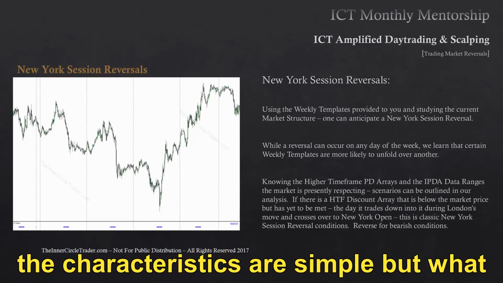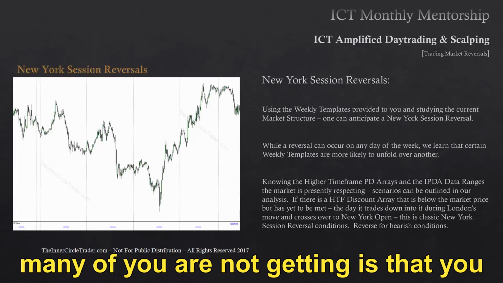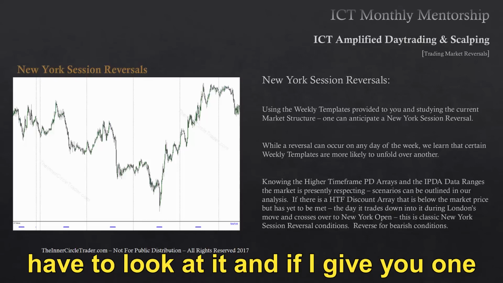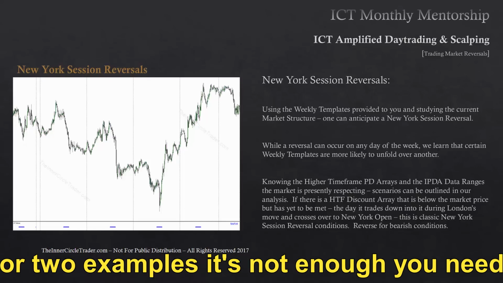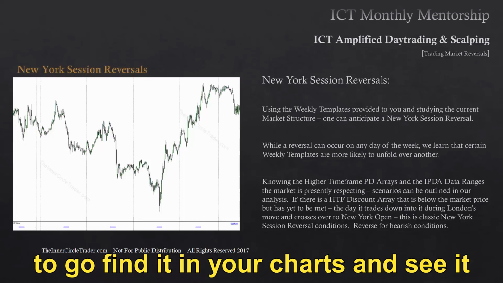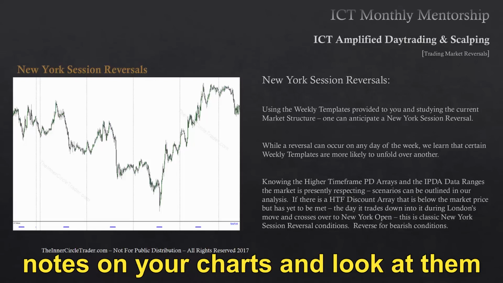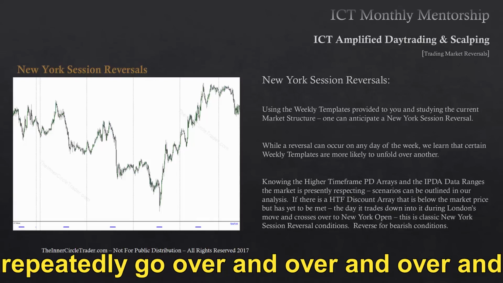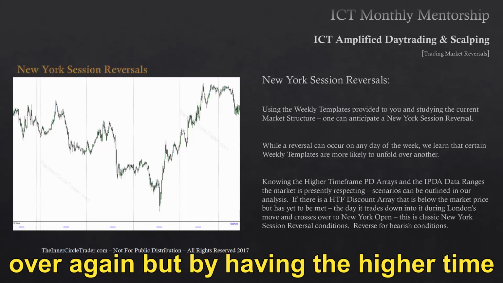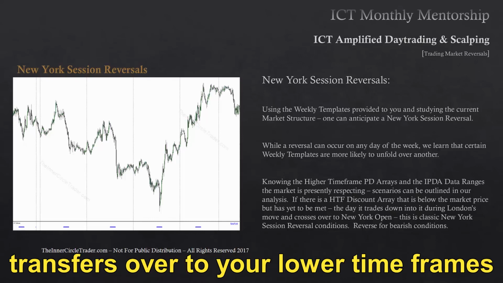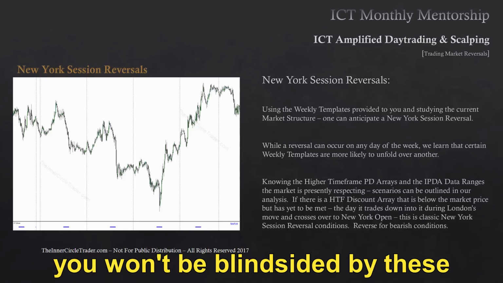The characteristics are simple, but what many of you are not getting is that you have to see it, you have to study it, you have to look at it. And if I give you one or two examples, it's not enough. You need to go find it in your charts and see it. Make notations, draw up some notes on your charts and look at them repeatedly, go over them over and over again. But by having the higher time frame PD arrays outlined on your daily, transposed over to your lower time frames, you won't be blindsided by these reversals.